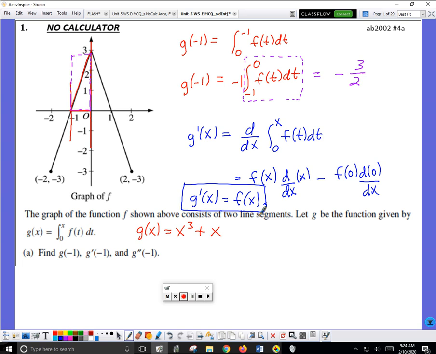So now we follow Marin's advice and say, oh, g prime of negative 1. So g prime of negative 1 is the same thing as f of negative 1. Here's my graph of f. F of negative 1 has a value of 0. Done. Collected 2 points now for really not doing hardly any work at all.